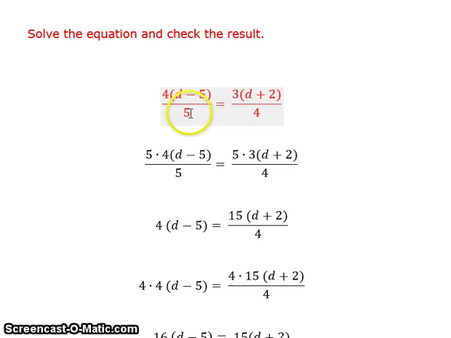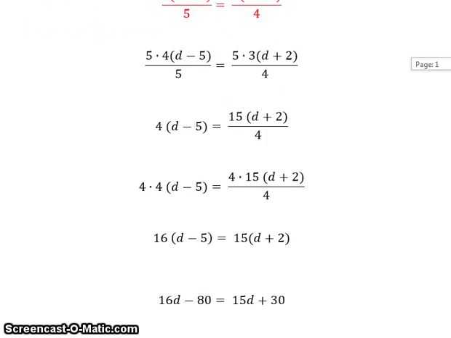So to get rid of the 5 on bottom here, I'm going to need to multiply by a 5 on top. And then I have to do that to both sides in order to keep both sides equal. So when I multiply by 5 on both sides, on this side the 5 cancels out and I'm left with 4d minus 5. And over here 5 times 3 is 15. And then let's continue with that, getting rid of the fractions.